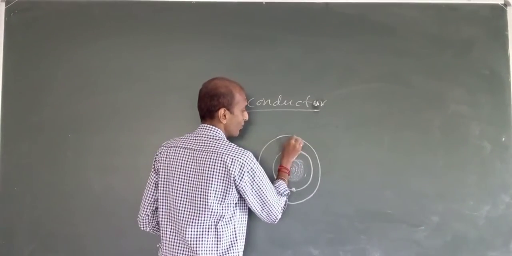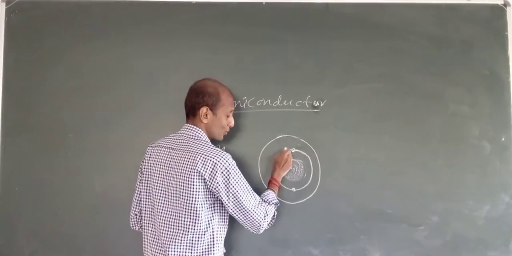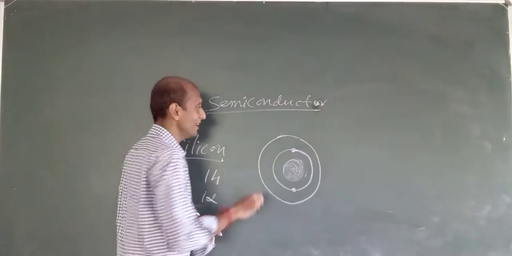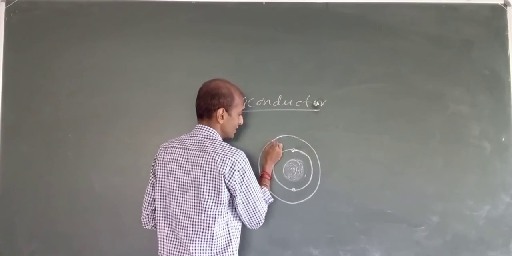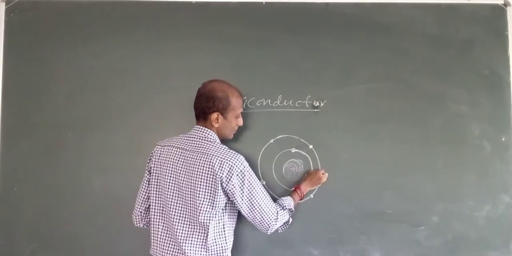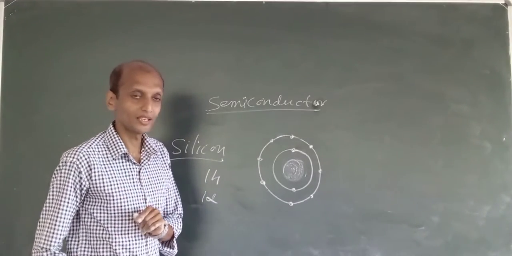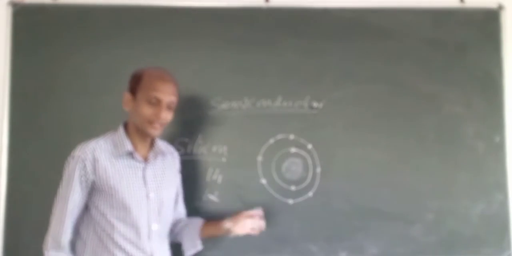So how many electrons can the second orbit have? 2 are done, the remaining is 12. So on the second orbit, how many electrons are possible? 8. I will write 8 electrons here. Now the second orbit has 8 electrons, so 2 plus 8 is 10. 10 electrons are done. Out of 14, 10 electrons are done.